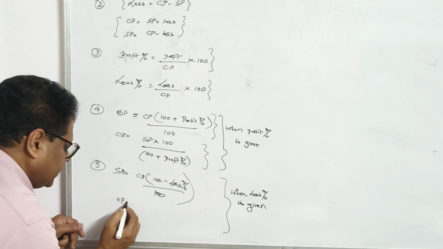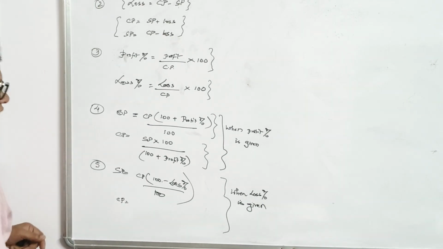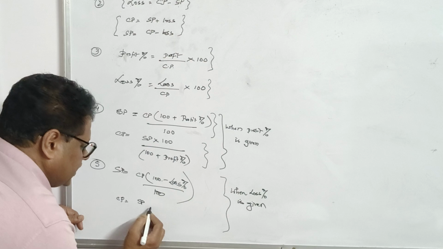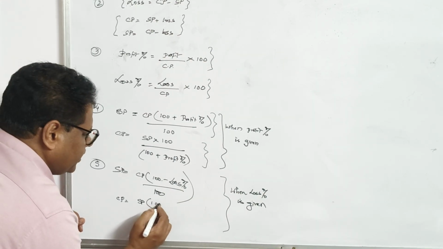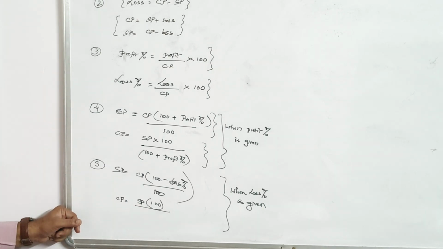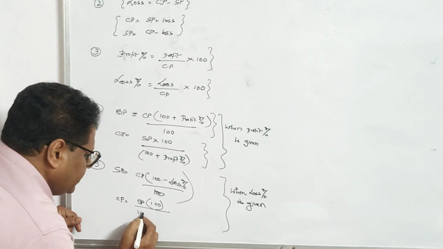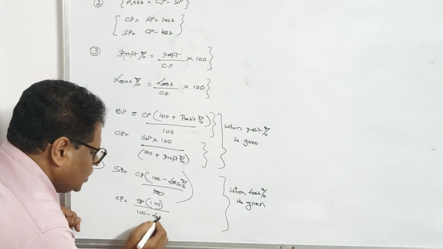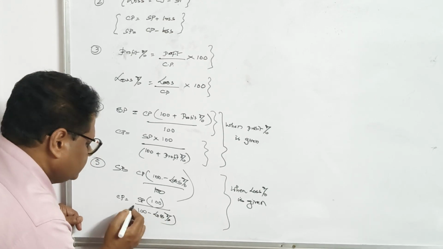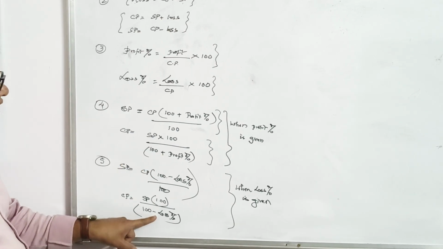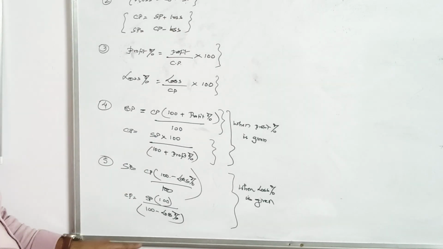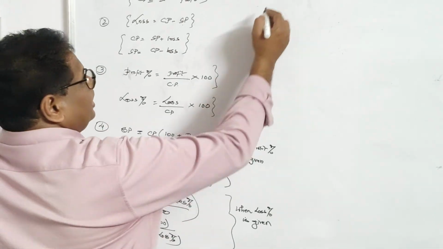Similarly, to find the cost price, if you are given selling price and loss percent, then you can apply this formula: SP into 100, divided by 100 minus loss percent. If you compare this with this, instead of plus we are writing minus. Rest of the things are same. So these are the formulas.